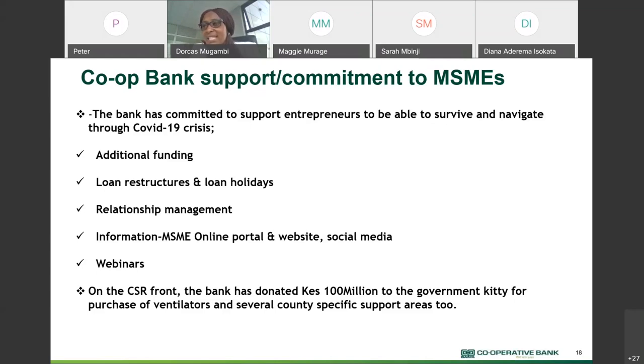In terms of CSR, we contributed 100 million in cash, which we gave to the Ministry of Health to help in facilitating the buying of protective kits, that is the PPEs, and of course ventilators, as the country handles the situation.